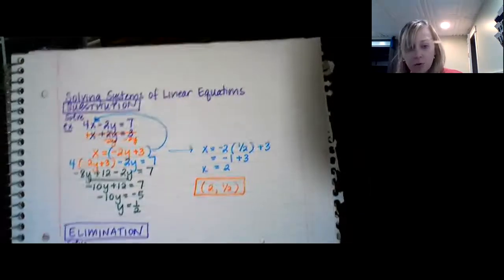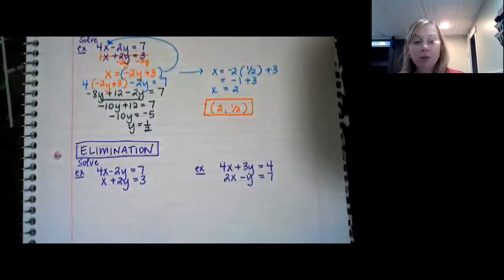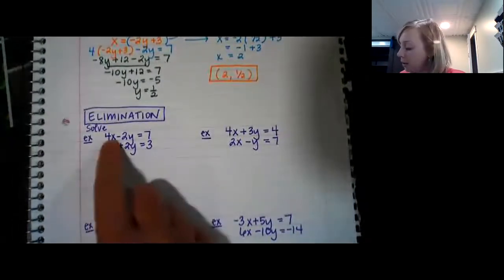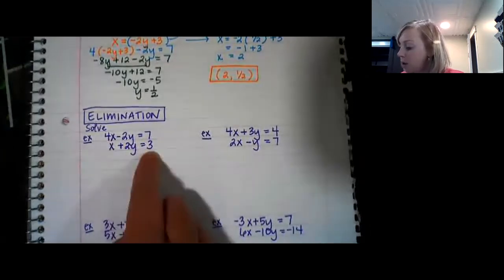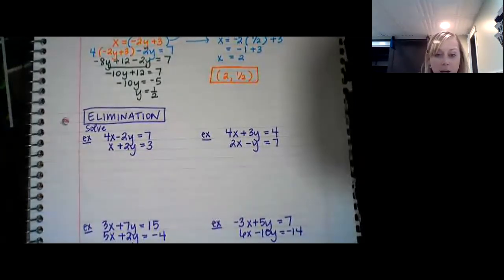So I actually have the same exact problem in this first example here. You notice 4x minus 2y equals 7 and x plus 2y equals 3. I just want to show you taking a look at it utilizing a different method. In elimination, we want to look at the coefficients in front of the variables again, but this time we want to find opposites. So the opposite of 2 is negative 2. The opposite of negative 5 is 5. So that's what we're looking for: in front of one of the variables, we want those coefficients in the 2 equations to be opposites.